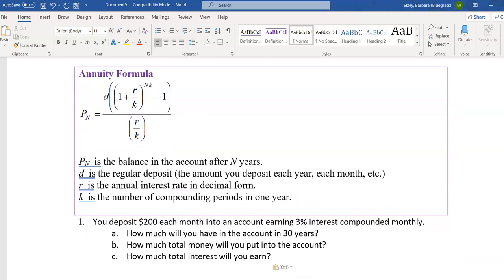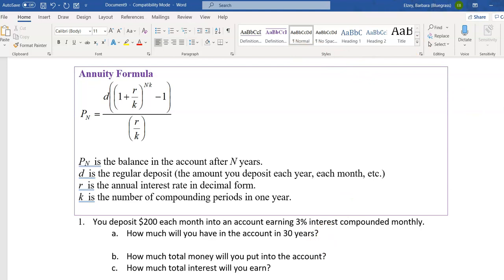So let's notice, number one, you deposit $200 each month into an account earning 3% interest compounded monthly. Now immediately, because we are depositing every month, it's not a compound interest problem, it's a savings annuity, because it's a regular deposit. So our first question is, how much will we have in this account in 30 years? Maybe we're saving up for a child's education here. Or 30 years is a long time though. Maybe we're just saving up for retirement. All right, so let's fill in. We don't know P sub n. That's our future value that we want to know.